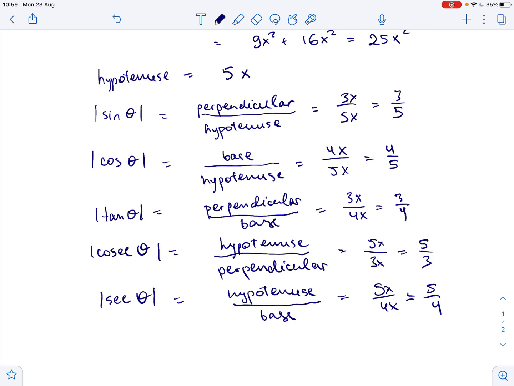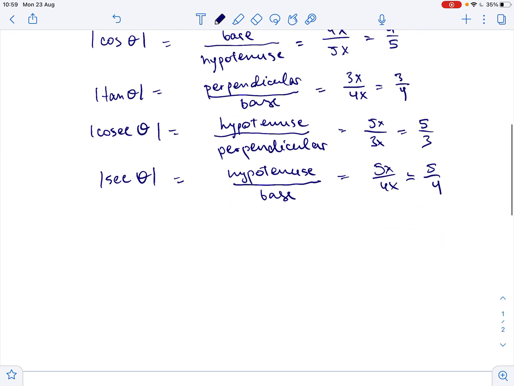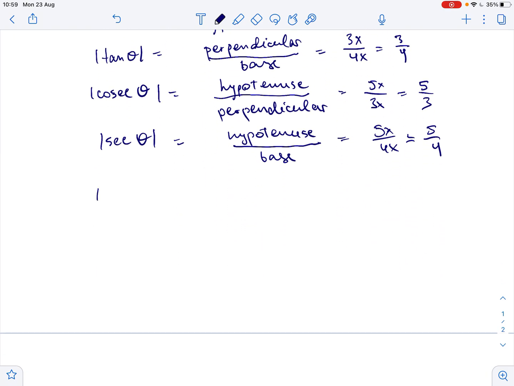So we can make a conclusion that since both sine and cotangent are negative in our case, then theta lies in the fourth quadrant. So we can write it down like this. Sine theta is negative, cotangent theta is negative. So that means theta is in the fourth quadrant.